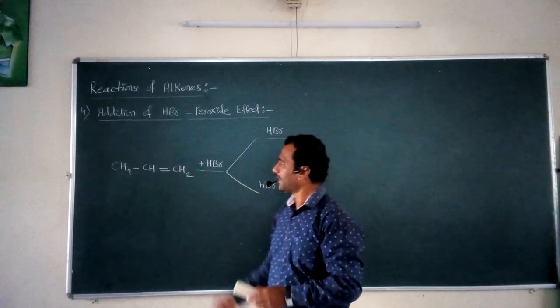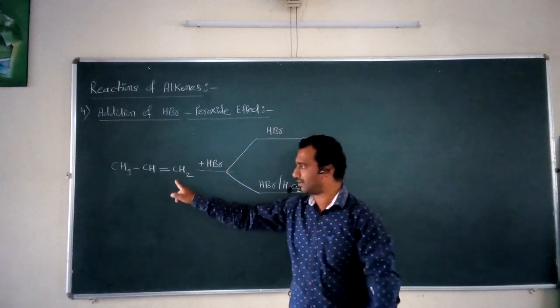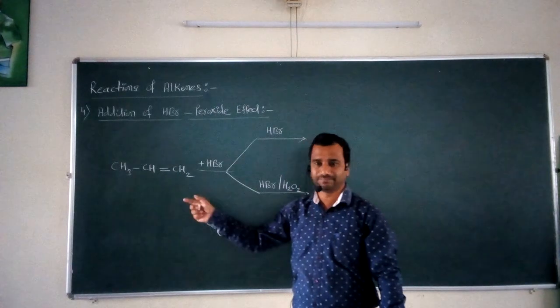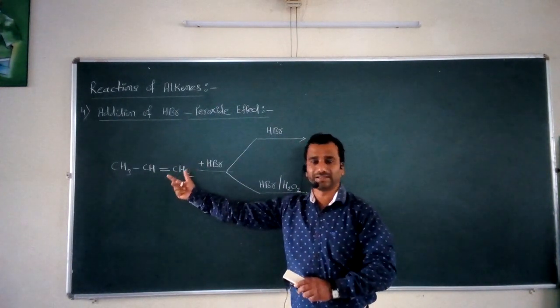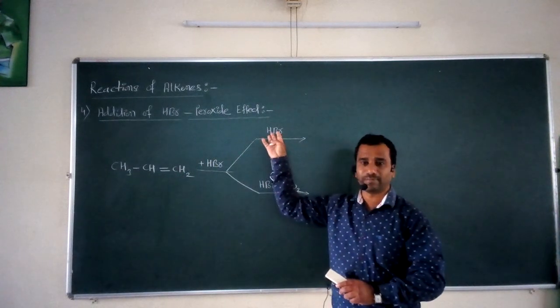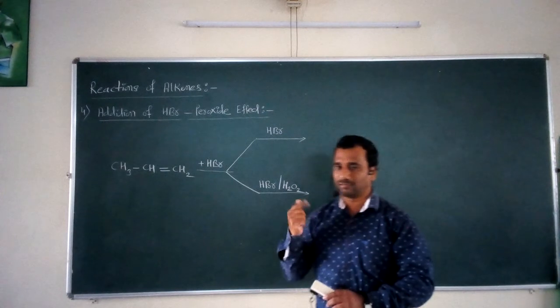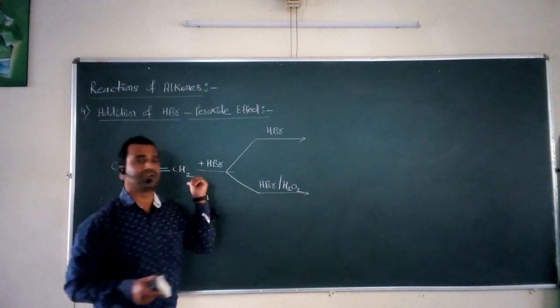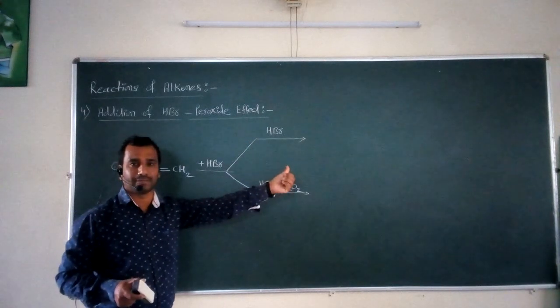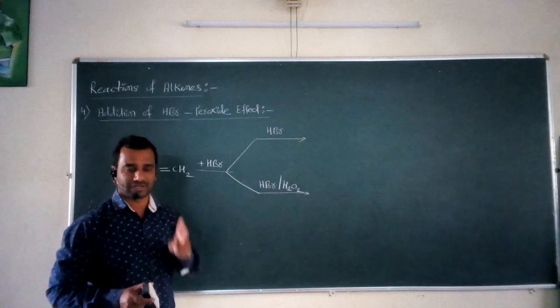Now we know that if we look toward the reactant molecule, this reactant, that is the alkene, is an unsymmetrical alkene. Whenever this unsymmetrical alkene reacts with such an unsymmetrical reagent, that is a halogen acid, then what happens? Addition reaction takes place in which this carbon-carbon double bond gets converted into a carbon-carbon single bond. Then how many products are obtained? Two different products are obtained.